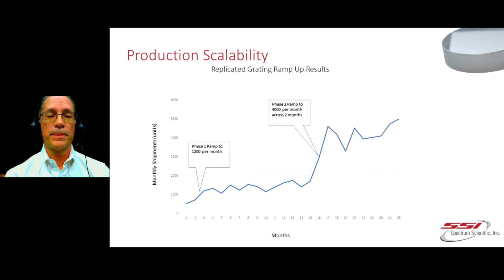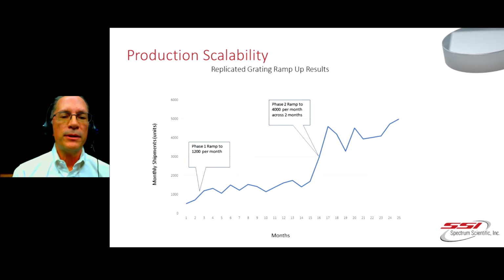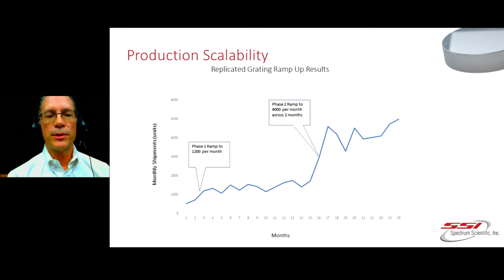It was kind of challenging, but we got there. You can see in this timeline from month 15 to 17, we almost quadrupled our output, and it just demonstrates how scalable this process can be. And ultimately, we were delivering 5,000 units a month on this part. But I think I've made my point there.